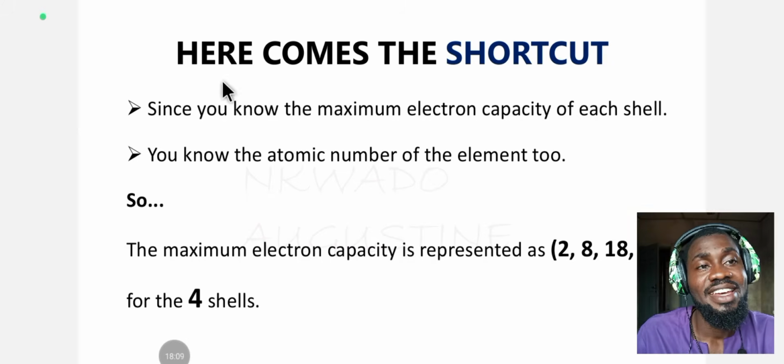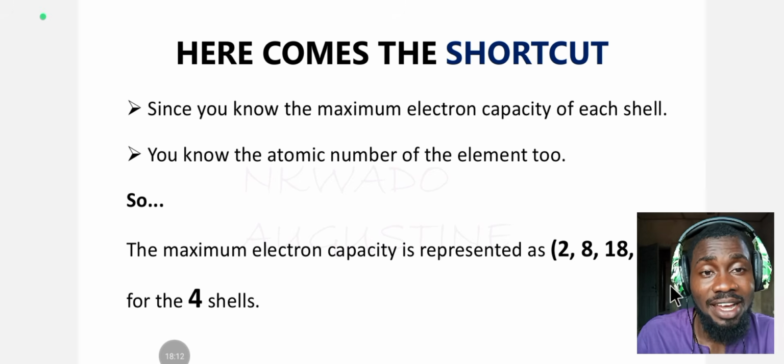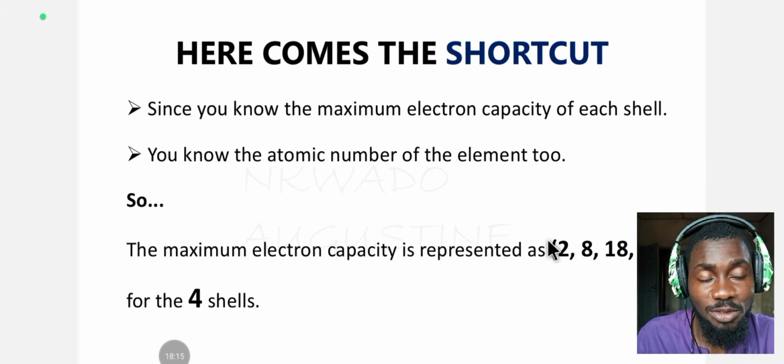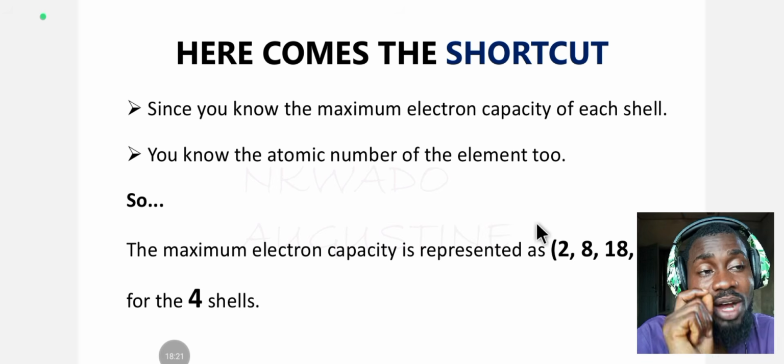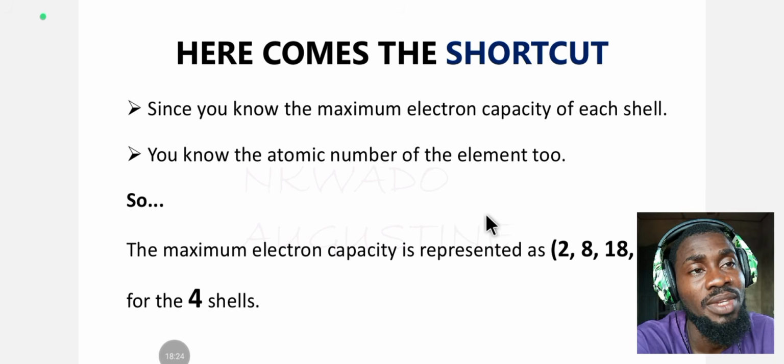So here comes the shortcut. I'm a good guy. I will always give you the shortcut. I will always give you the best. So ensure you are pausing the video and taking this down. Make your own notes. So here is the shortcut.